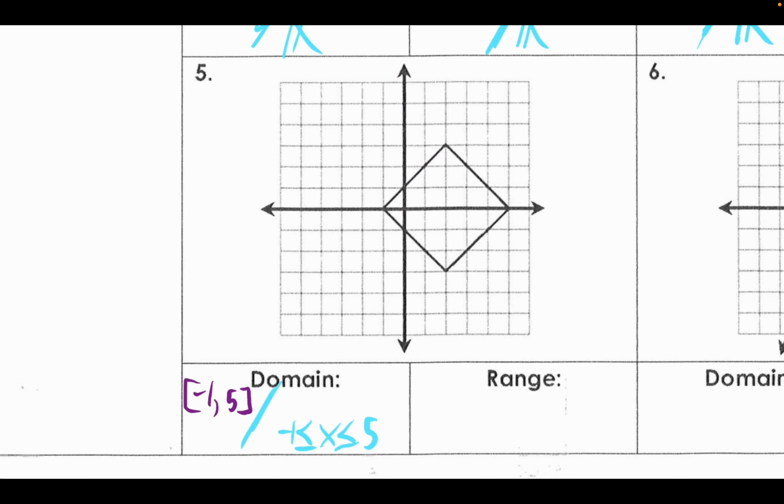The y values for the range are going to be similar as far as how we write it, but different numbers. So the lowest we ever get is -3. The highest we'd ever get is +3, and it's everywhere between, no breaks or gaps. So it's -3, 3, very similar to what we saw on number 2. Or -3 is less than or equal to y, which is less than or equal to 3.